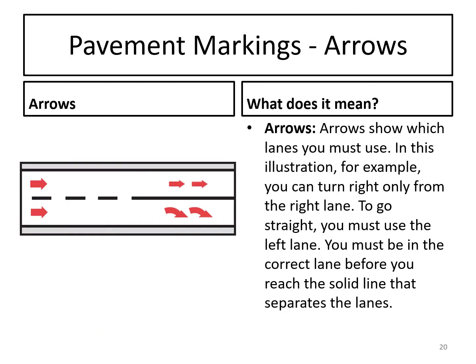Pavement markings. Arrows. What do they mean? Arrows show which lanes you must use. In this illustration, for example, you can turn right only from the right lane. To go straight, you must use the left lane. You must be in the correct lane before you reach the solid line that separates the lanes.